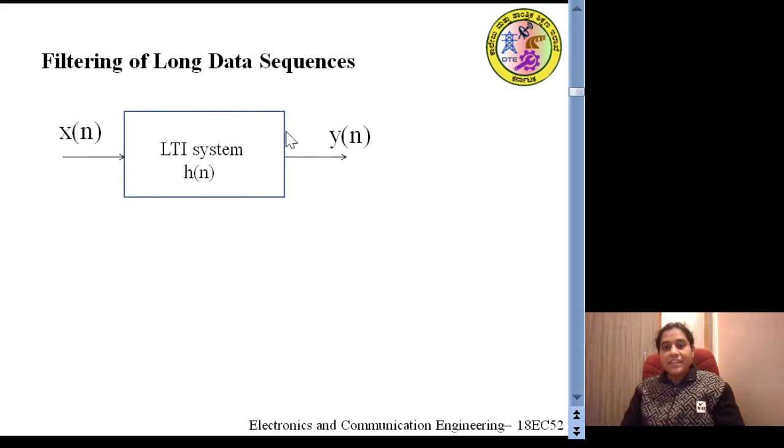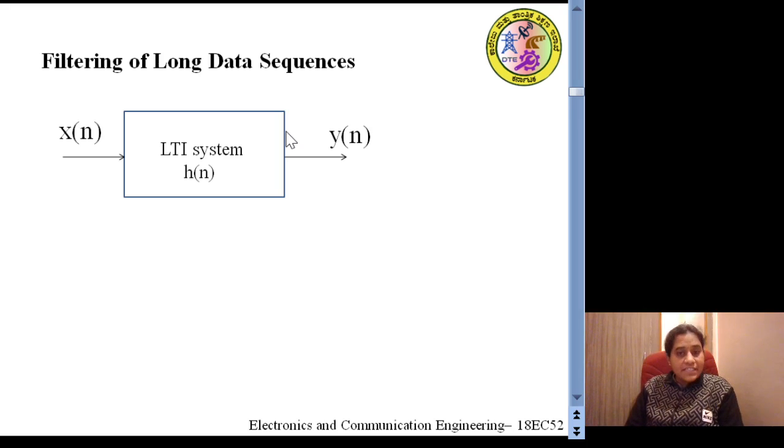Let us consider a linear time invariant system with the system impulse response h of n. When we say a system is linear time invariant, that system has to be linear as well as time invariant, right? Time invariant is nothing but irrespective of the time, whatever the input you are giving, the system acts the same in all instances of time. How can we say the system is linear? If our system obeys the superposition theorem, then we consider that particular system as a linear time invariant system.